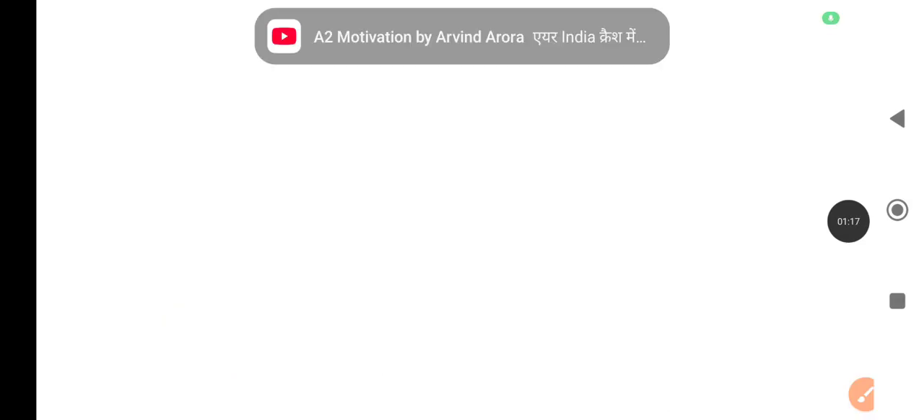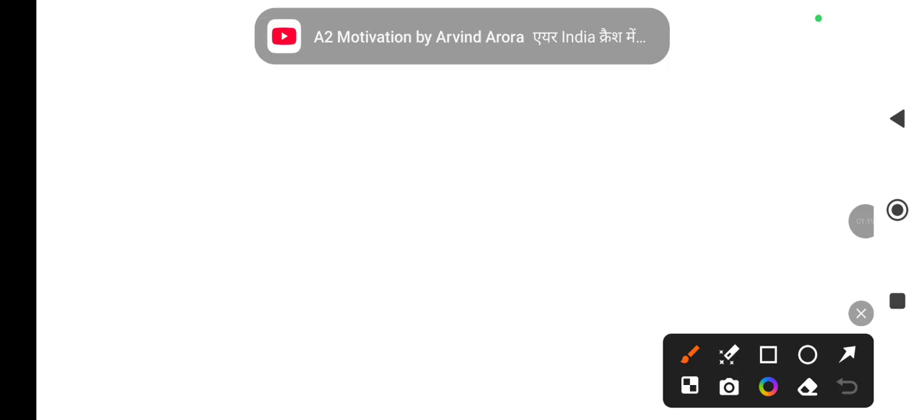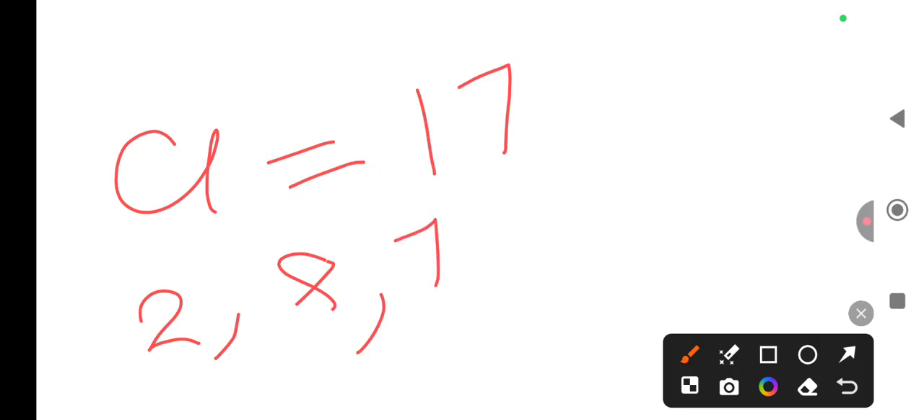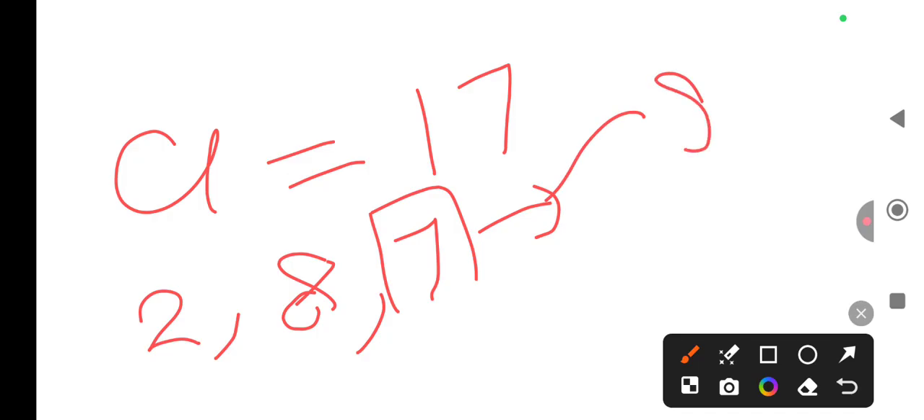So I will take one example of a non-metal also. Okay, for example chlorine. You can see here chlorine has atomic number 17. How can you distribute the electrons? 2, 8, 7. If you see here, in the outermost shell it has more than 4 electrons. So now it wants to be stable. So how can it be stable? By making it either equal to 8 or equal to 0.